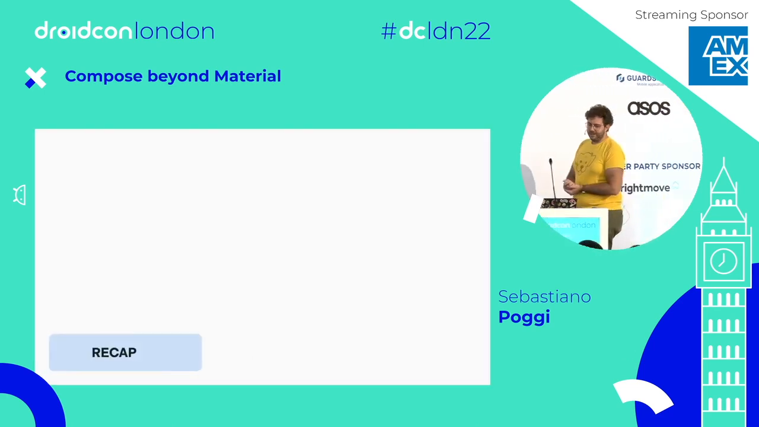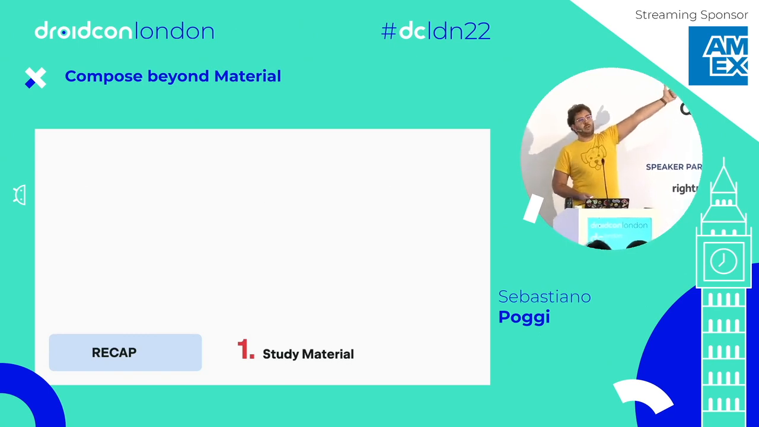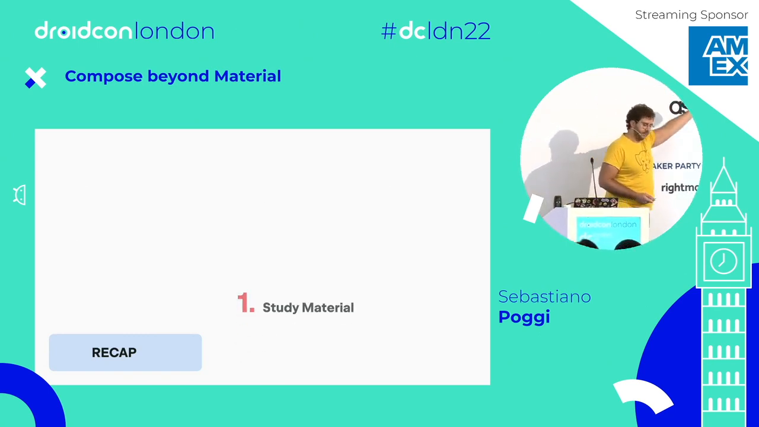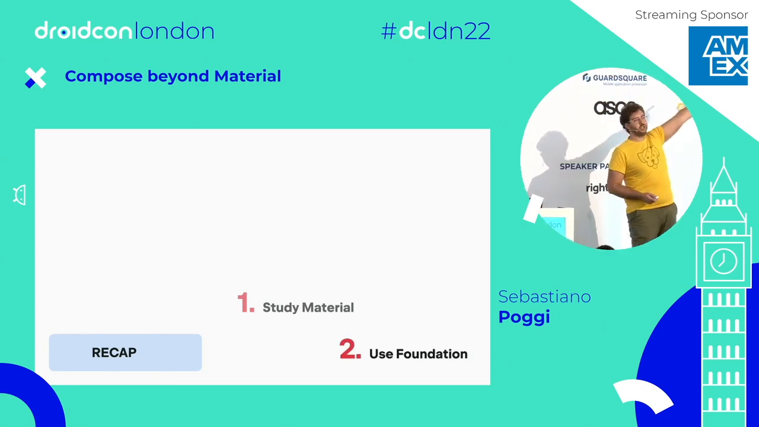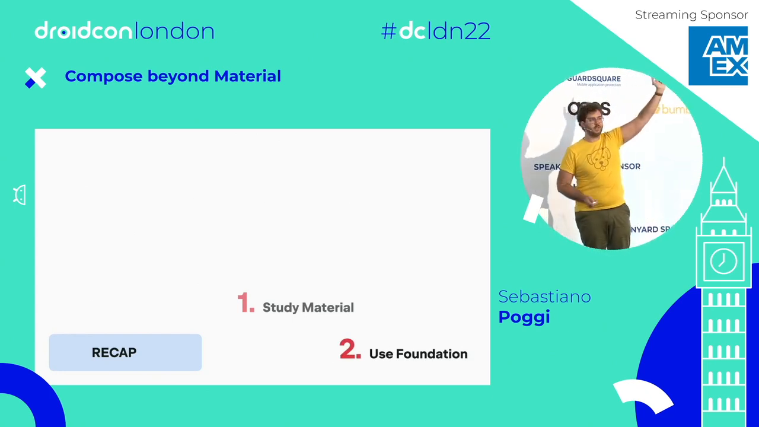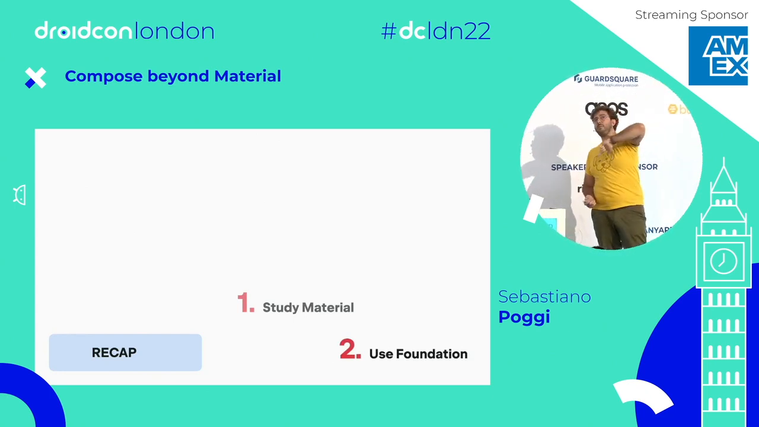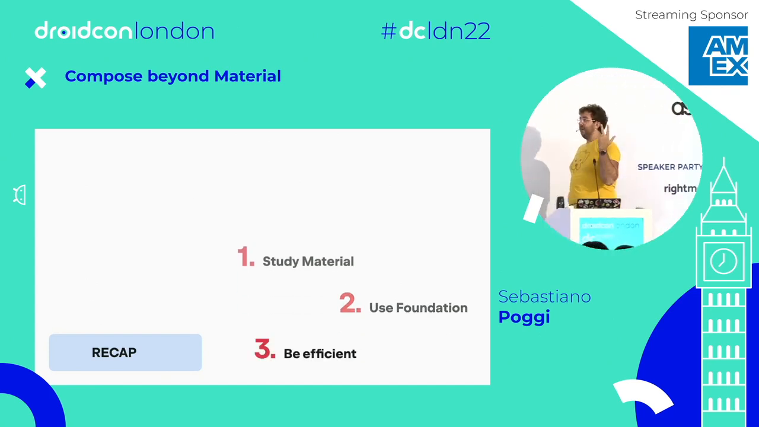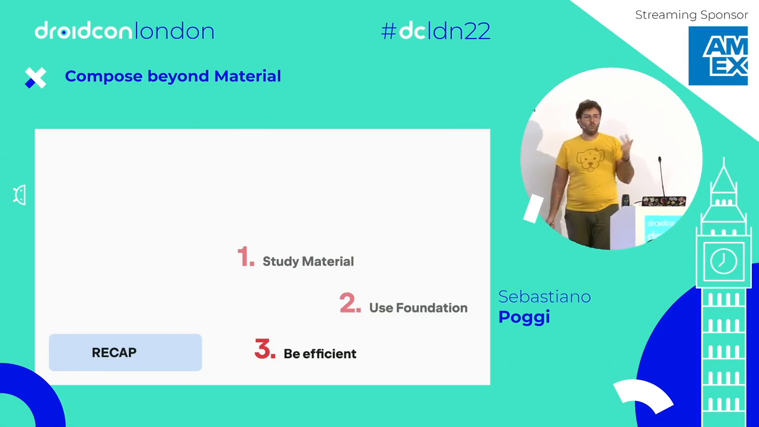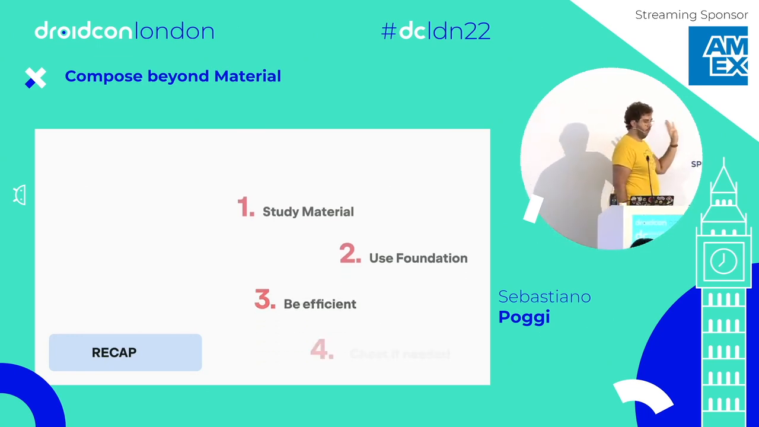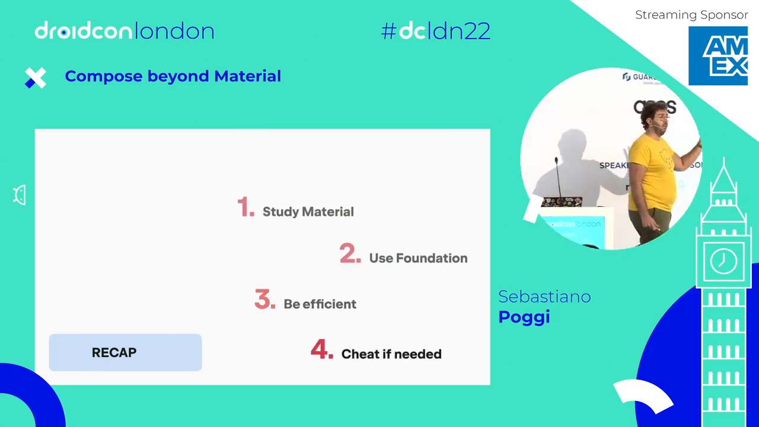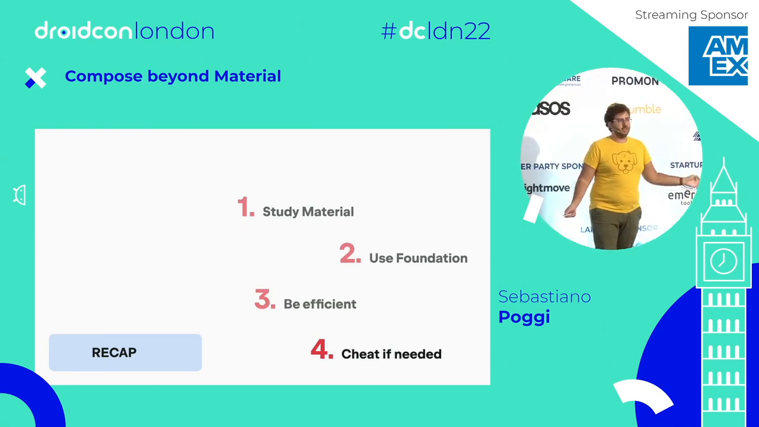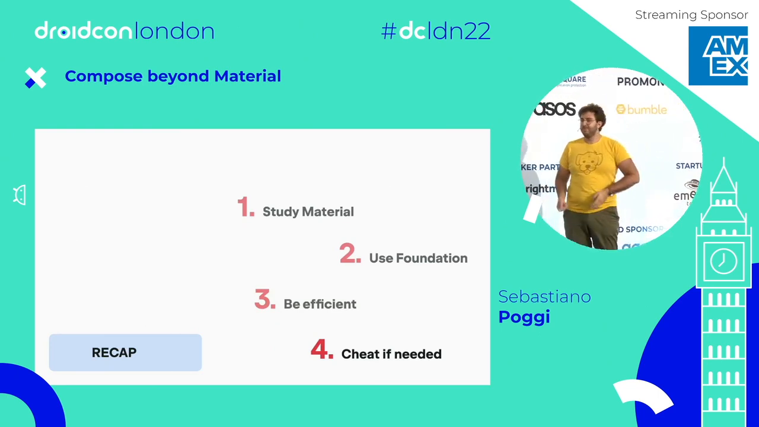Recap, what we learned today. Study material. It is a great source of learning. Second thing, use Foundation if you do have your own custom design system. It's going to make your life 1,000,000 times easier. Third thing, be efficient. Only do the things that you need when you need them. Fourth thing, if you need to cheat and you can cheat, do cheat. It's graphics. It's all smoke and mirrors most of the time.